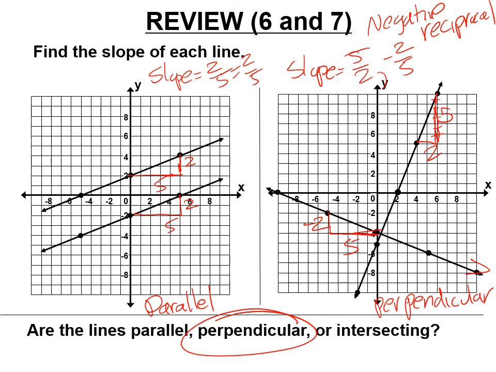Okay, now, right, there is a third possibility. They could intersect at some random slopes, then they're just intersecting.